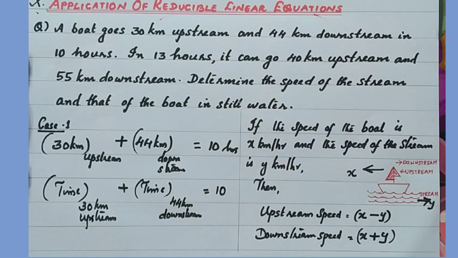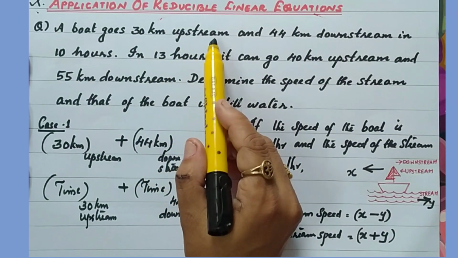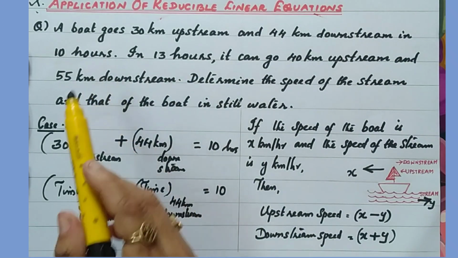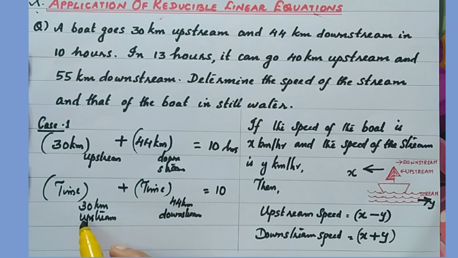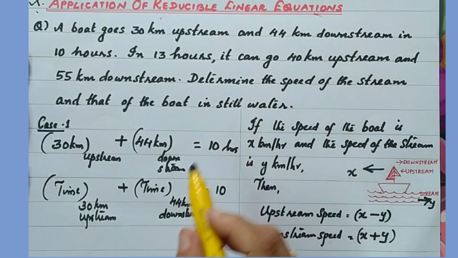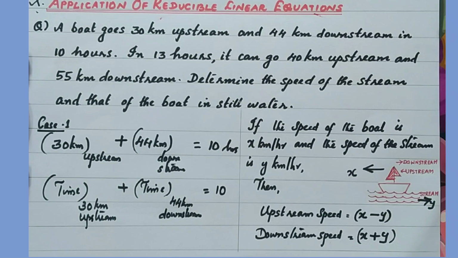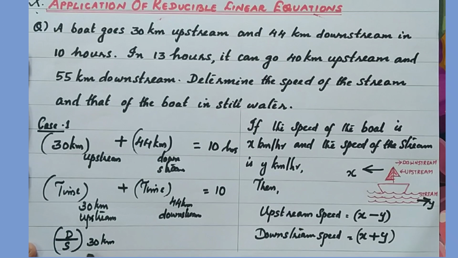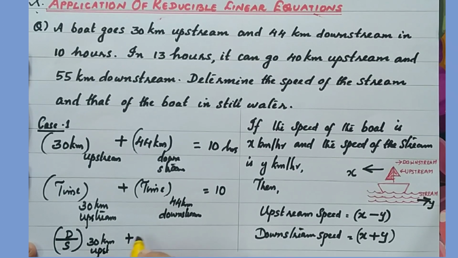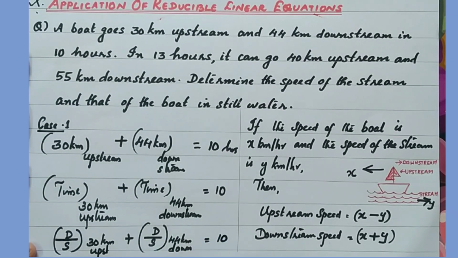Listen to the question again. A boat goes 30 kilometer upstream and 44 kilometer downstream in 10 hours. That means the time taken by the boat to move 30 kilometer upstream and 44 kilometer downstream will be 10 hours. But do you know the formula to find the time? Time means distance by speed. So distance by speed for the 30 kilometer upstream plus distance by speed for the 44 kilometer downstream. This is given to us as 10 hours.